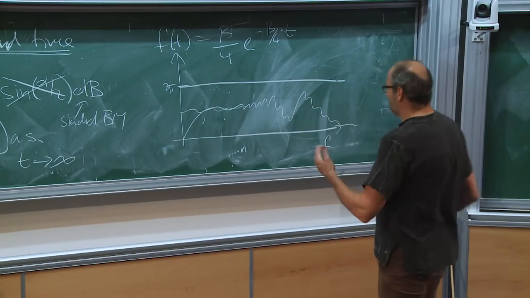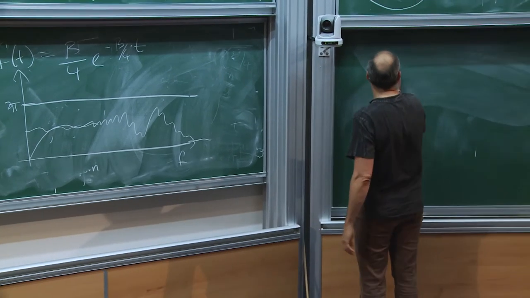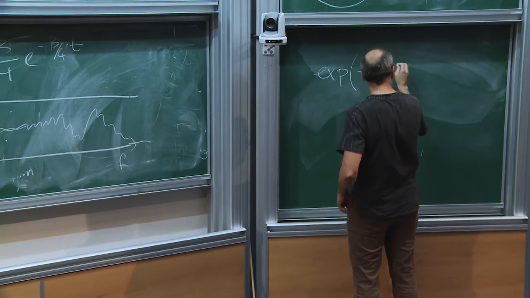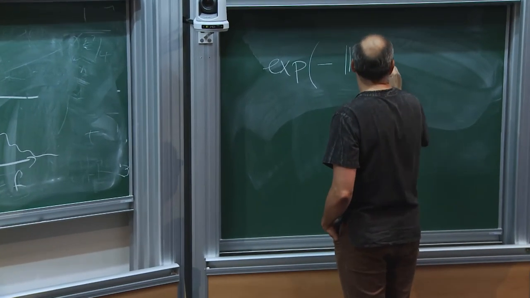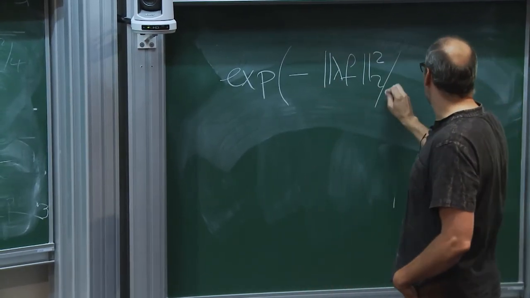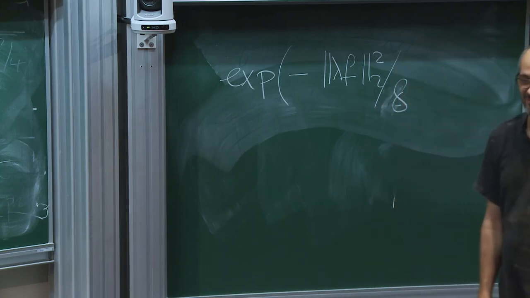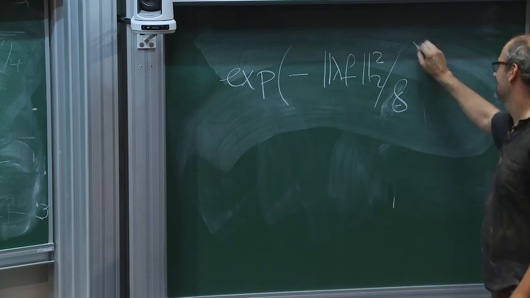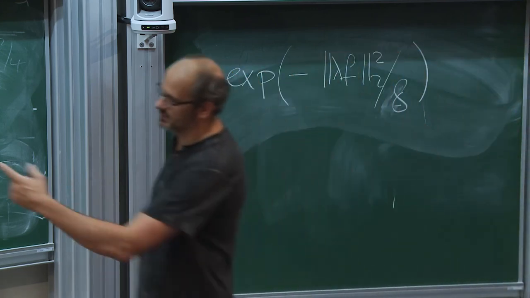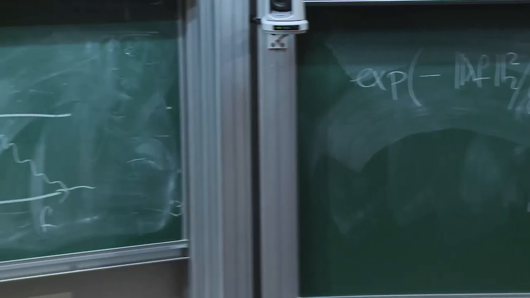Well, the probability that it follows some drift that it shouldn't is just exponential to the minus the L2 norm of f squared, actually lambda f squared, divided by twice the variance. But the variance there is 2, so divided by 8. Right, that's how much it is. That's how hard it is for this Brownian motion to compensate for a drift so that it doesn't go out of this strip.